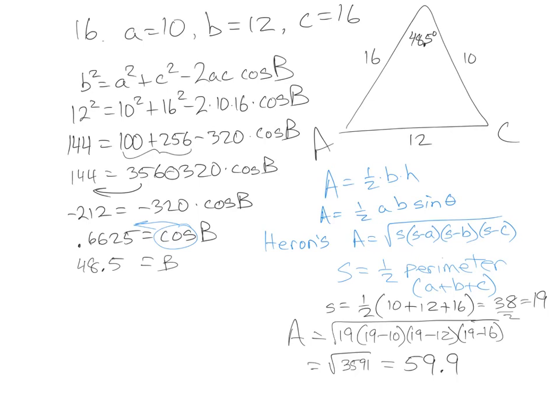Everybody get 59.9? No. What are you guys doing? We're slow. Amanda got it, so we're good. Okay, that's all there is to the lesson. Law of cosines, Heron's formula.